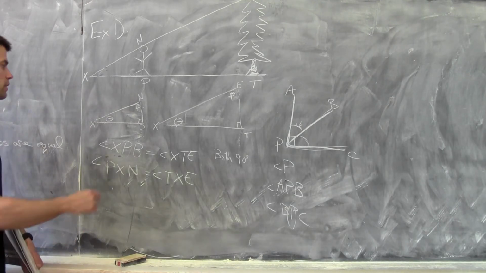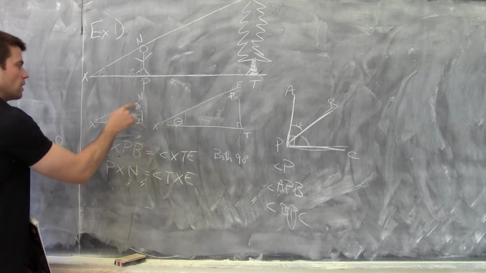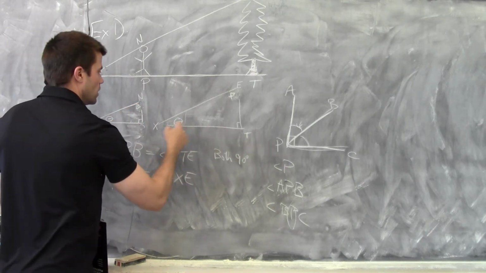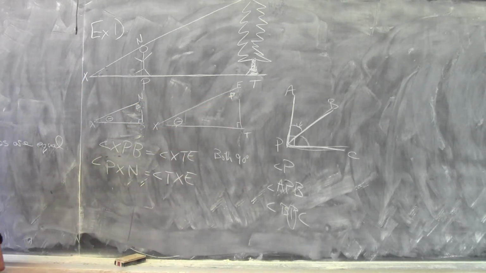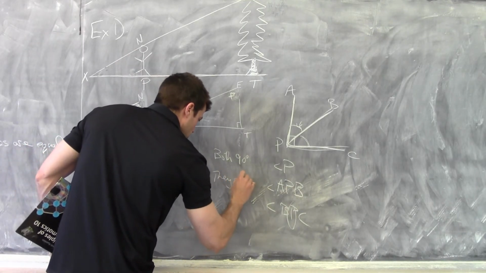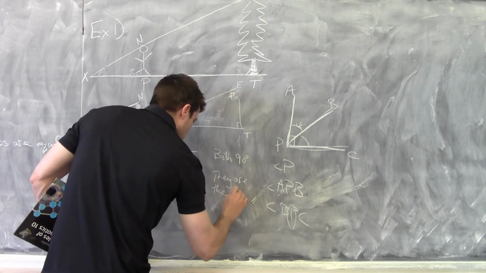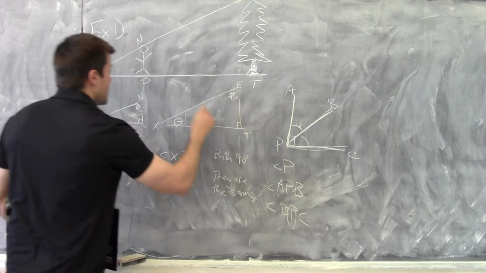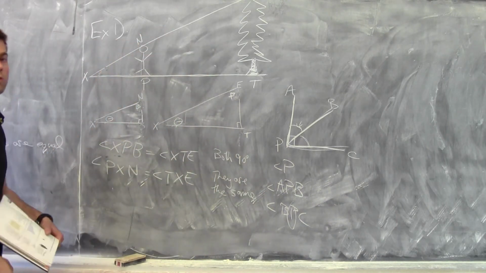Ace, how do we know that this angle, PXN, is equal to TXE? Yeah, because they're the same angle, right? Yeah, so we know they're the same. Why? Because they are the same. It's the exact same angle, okay? Because one triangle is within the other.